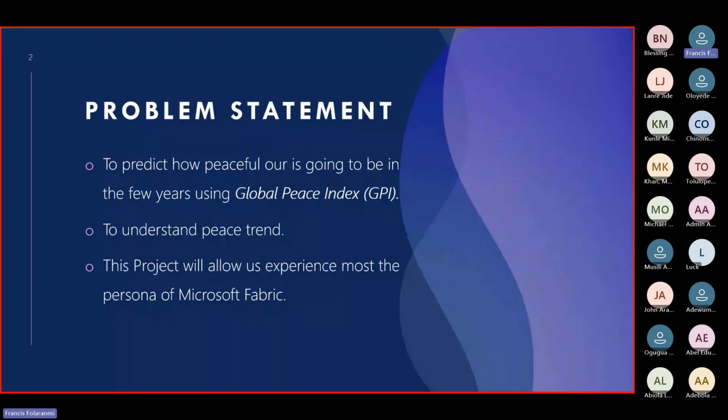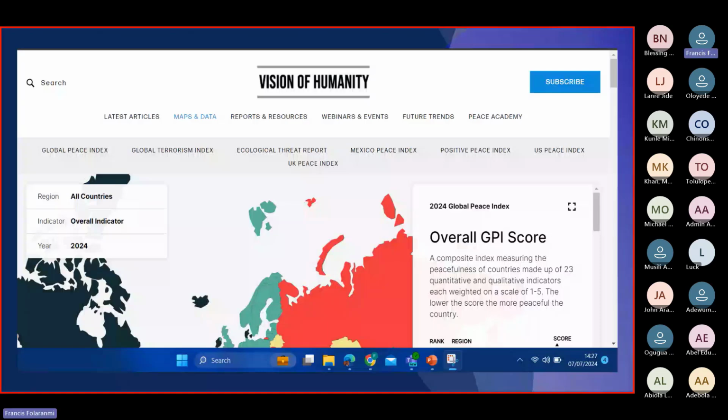So this is the website where I got the data set from. It's just a composite index measuring the peacefulness of countries, made up of 23 quantitative and qualitative indicators, each weighted on a scale of 1 to 5. So the lower the score, the more peaceful our world is.